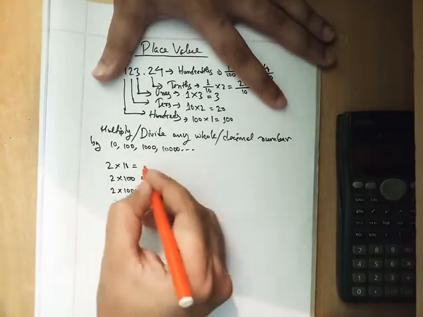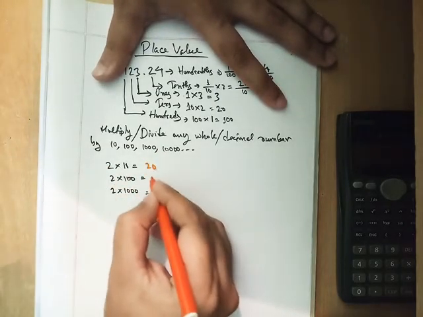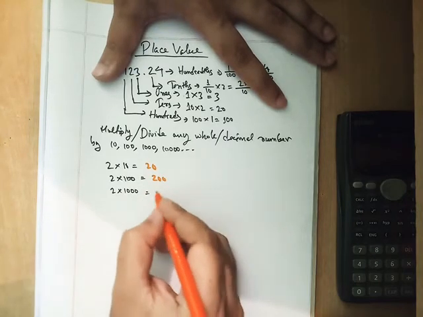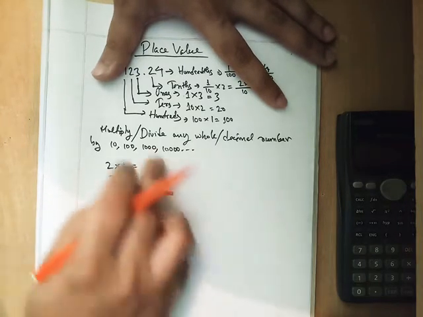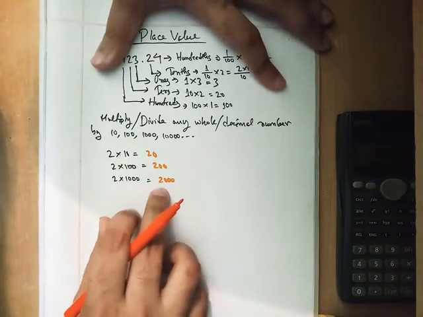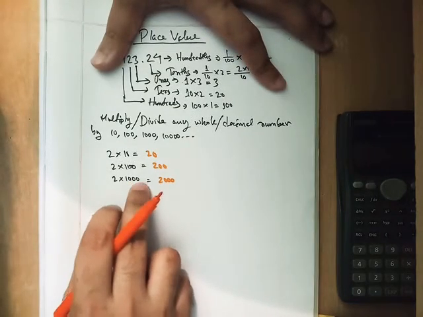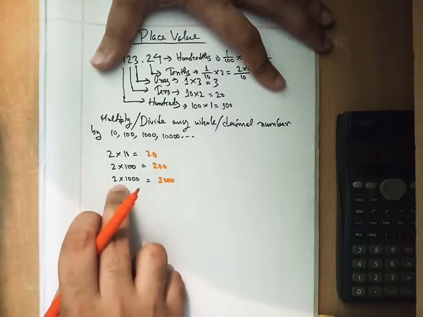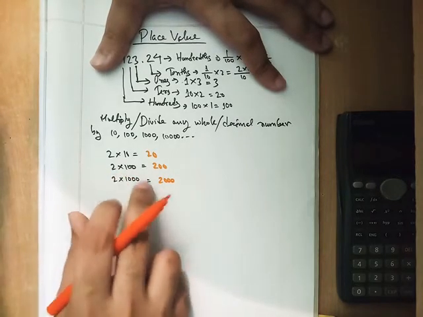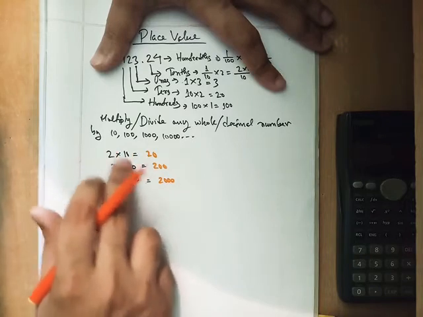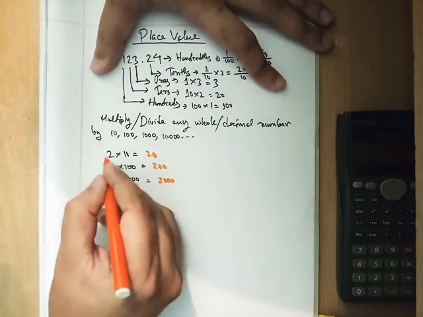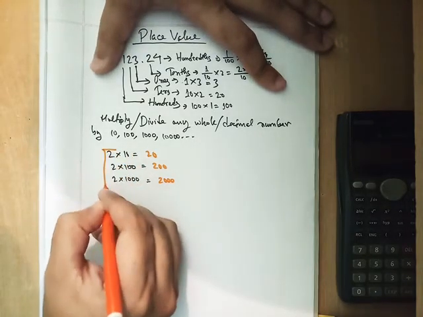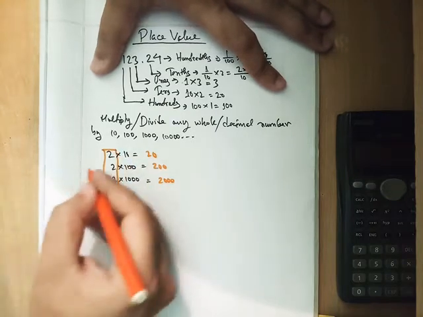So 2 into 10 is 20, 2 into 100 is 200, and 2 into 1000 is 2000. If you look for the pattern, you see that the number of zeros I have here, I just add that many zeros to this 2, right? So this is called multiplying a whole number, and this 2 is a whole number.